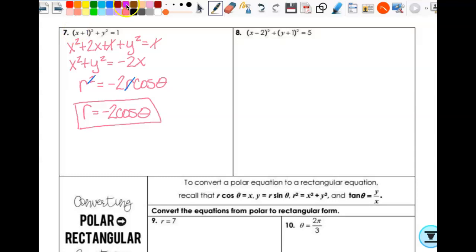All right, let's just go ahead and do this one together. So I'm going to multiply these out. I'm going to have x squared minus 4x plus 4 plus y squared plus 2y plus 1 equals 5.